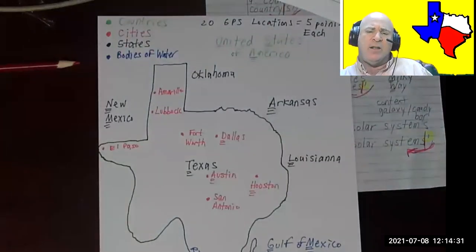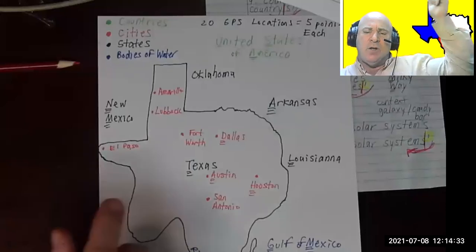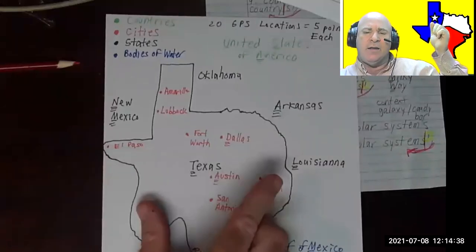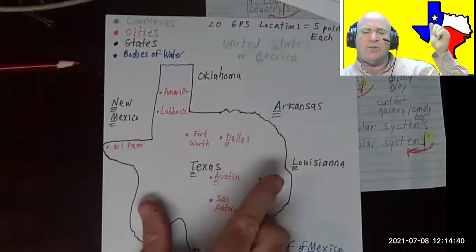Our surrounding state to our east is Louisiana. Notice that it has two I's, a couple of important things. We take pictures of that to kind of remember, and it has a double consonant on the A.